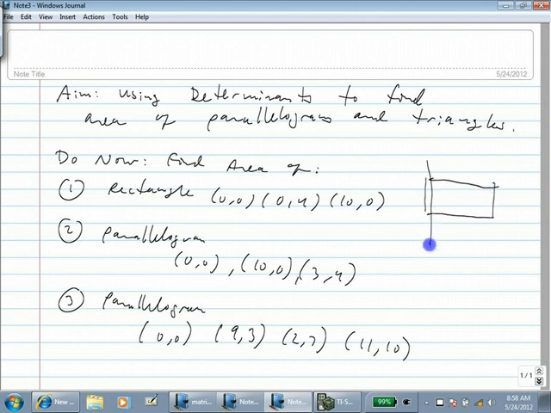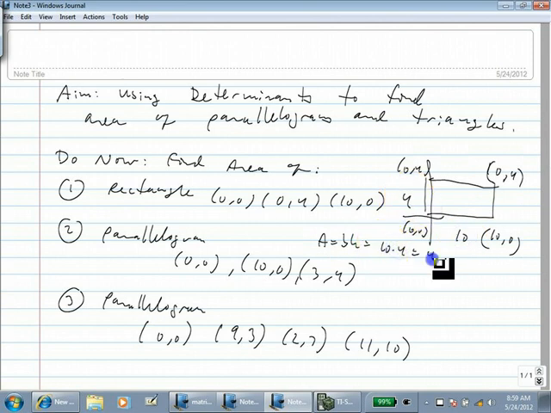So this rectangle, which has 0, 0 as its corner, and 0, 4 as its top left point, 10, 0 as the bottom right, makes this other point 10, 4. You could ask the class for that, and that would make the area base times height, which is 10 times 4, which is 40 square units.